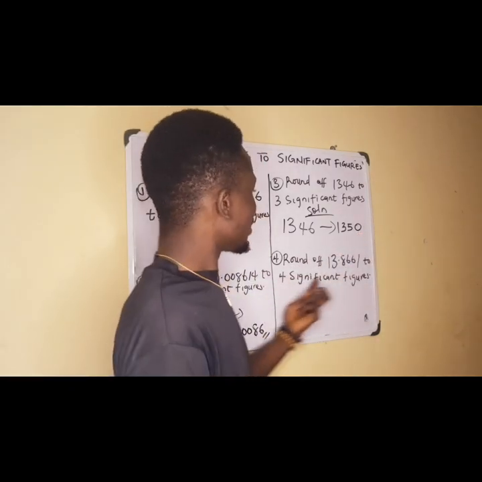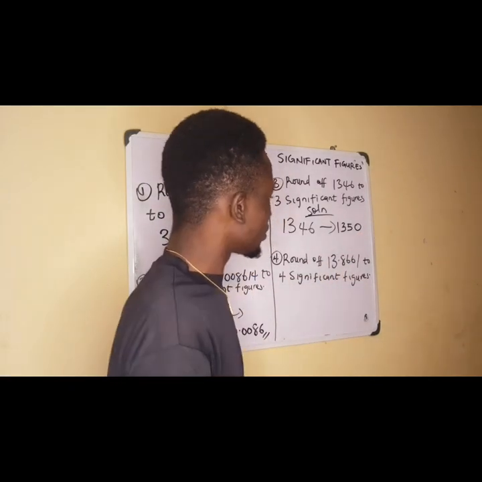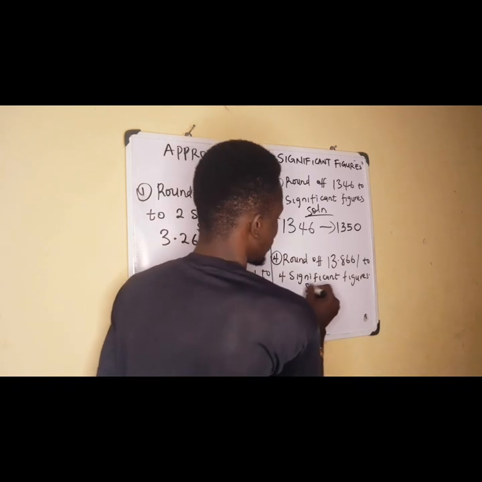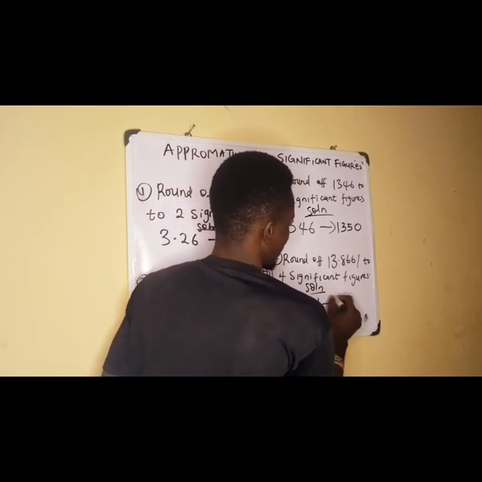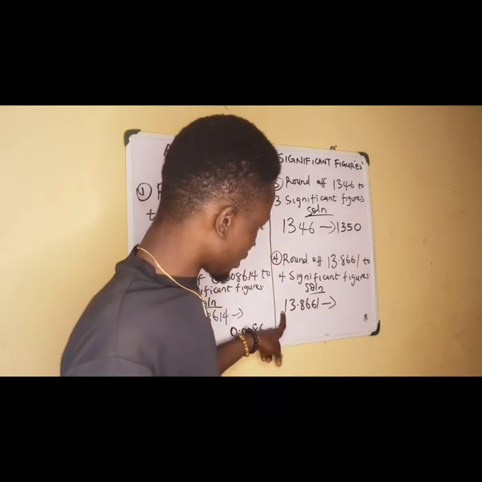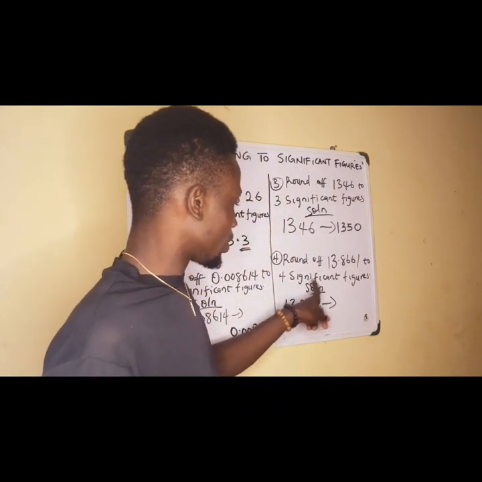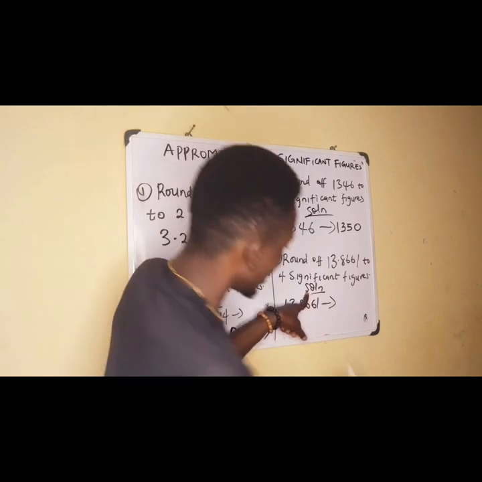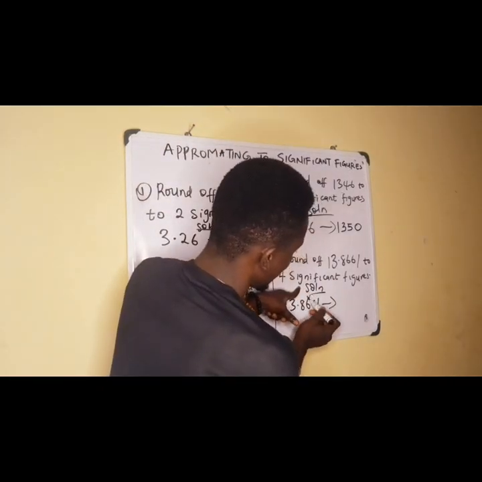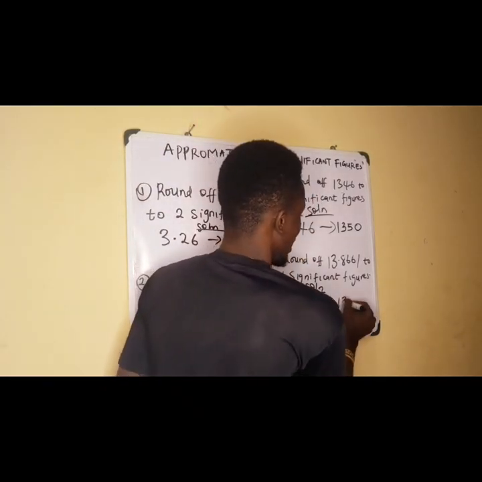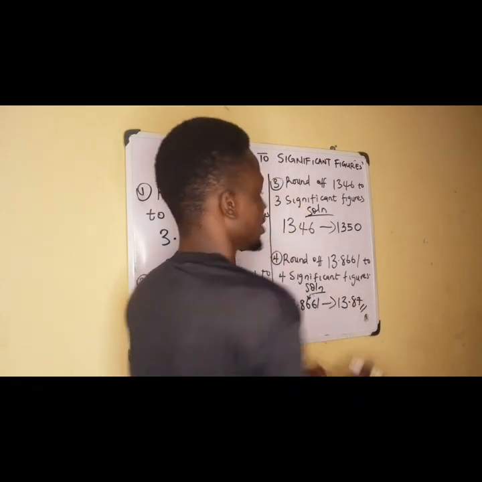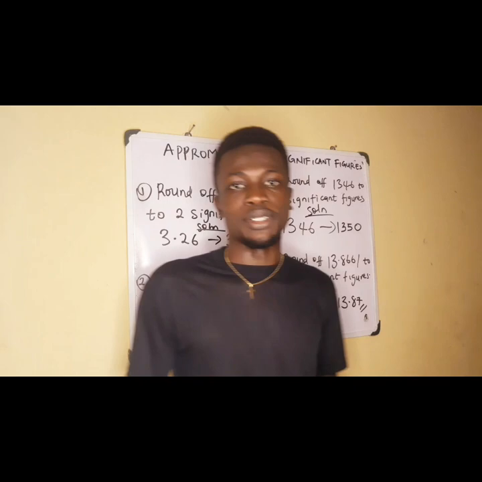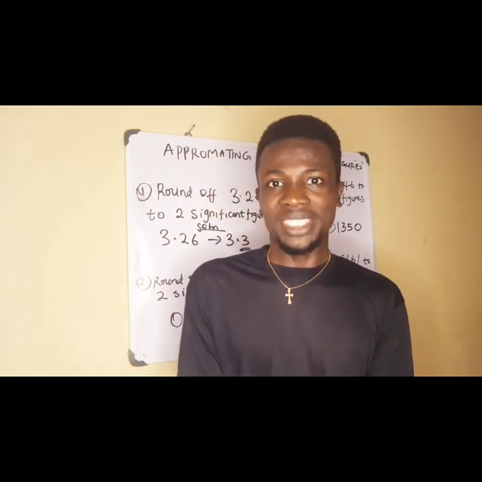Then the next one, round up 13.8661 to 4 significant figures. I'm going to write out the number 13.8661. Okay, so this is the first significant figure, this is the second, this is the third, and this is the fourth. And I'm going to round up by adding 1 to this 6. So my final answer is going to be 13.87. So this is to 4 significant figures. I hope you understood what we did here.